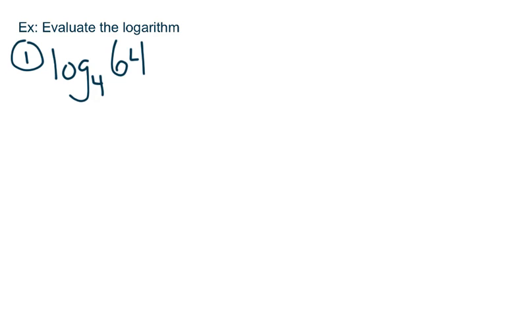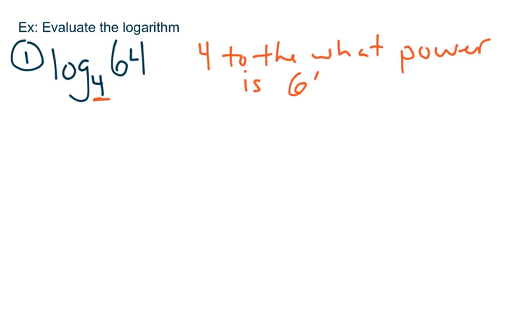Okay, so how we're going to think about this is this way. This number, the bottom number, your base: 4 to the what power is 64? That's really the question that you're being asked here with this example. Log base 4 of 64. 4 to the what power is 64? If you have your half sheet handy, what you're going to find is that 4 to the third power is equal to 64. So your answer here for number 1 is not 4, it is 3. So your answer, the log base 4 of 64, is equal to 3.